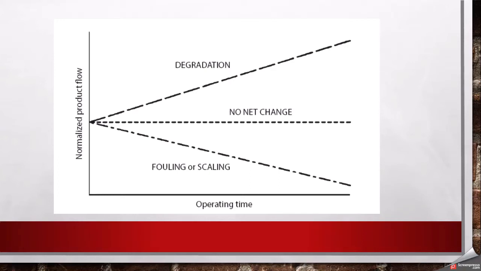This is a generic diagram which indicates the center line, basically showing no net change. This plot is operating time against normalized product flow, that is, permeate flow. If this is increasing, it means there is some degradation in the membrane. If there is no net change, it means it is behaving excellently. And if there is a fall, if the product flow is decreasing, this means fouling or scaling in the membrane. So this is the generalized trend related to the NPF.